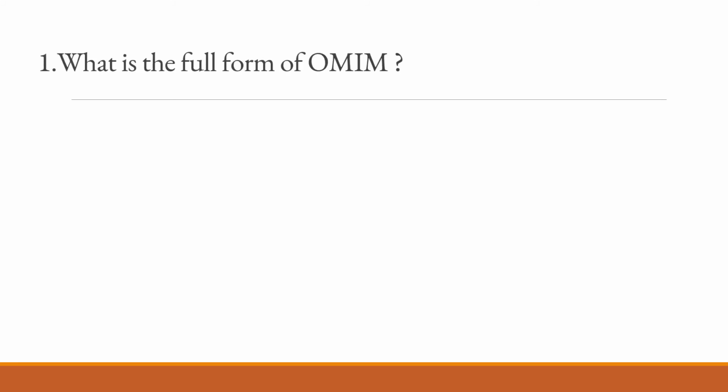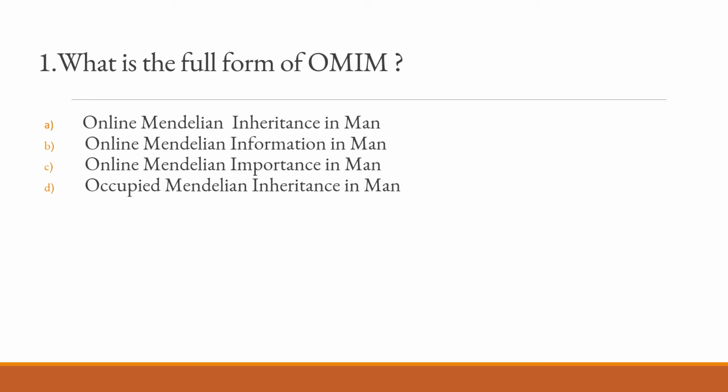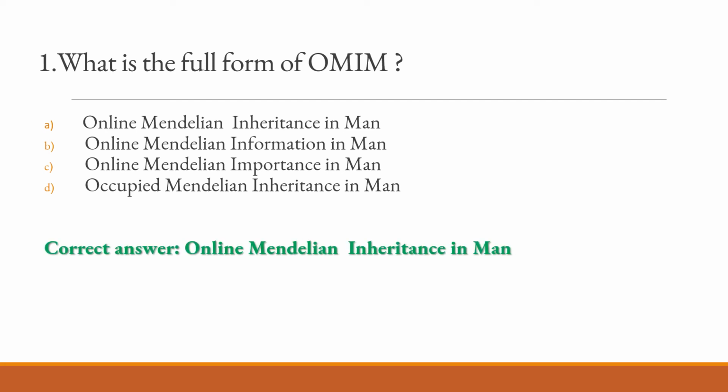So the very first question is, what is the full form of OMIM? The options are: online Mendelian inheritance in man, online Mendelian information in man, online Mendelian importance in man, and occupied Mendelian inheritance in man. I'll give you a few seconds to think about it, and then we'll reveal the answer to this question. So, the correct answer is online Mendelian inheritance in man.